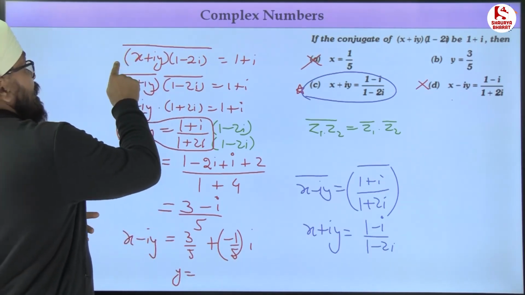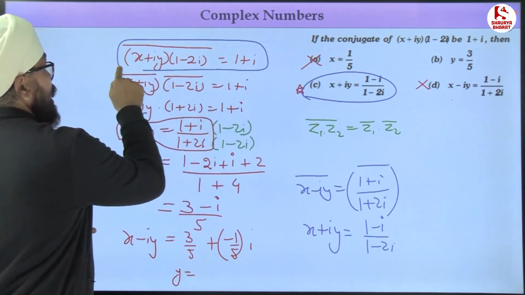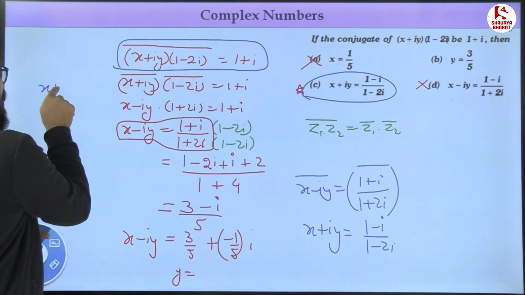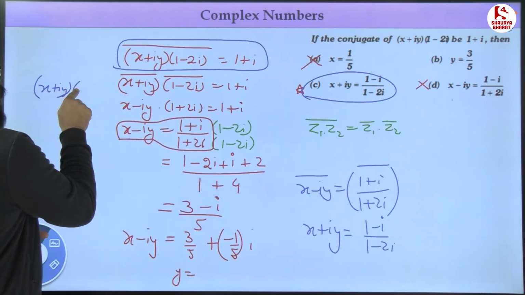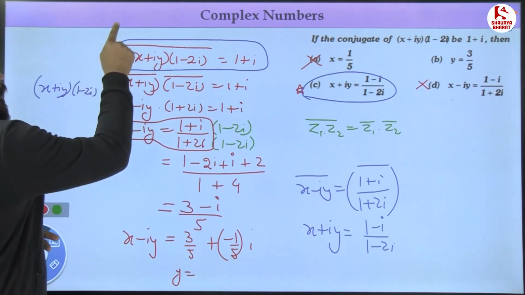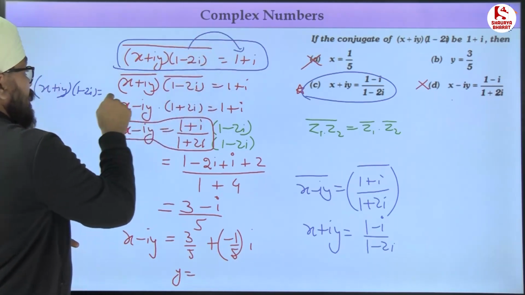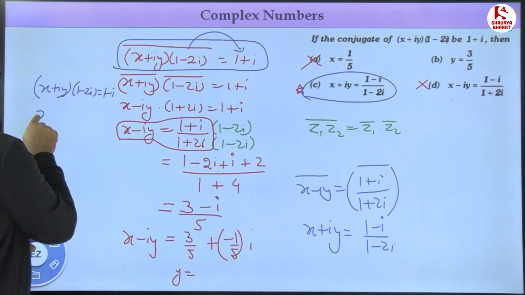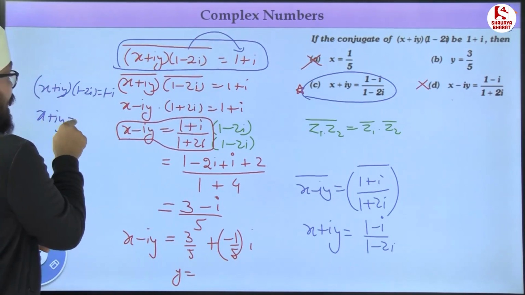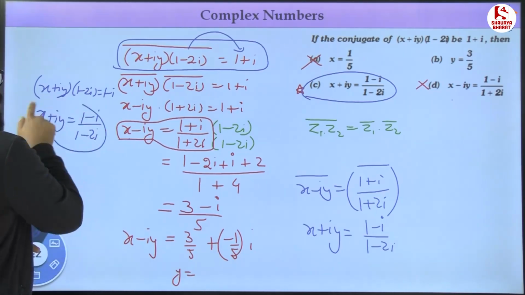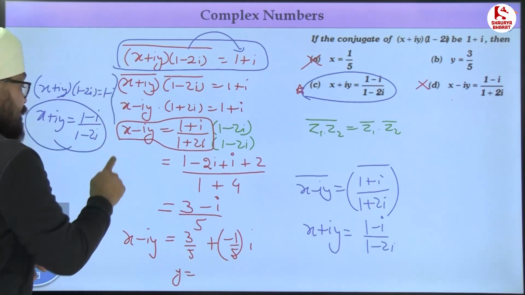You can see that there is a property that when you take the conjugate of some number, this can be expressed as x plus iota y into 1 minus 2 iota. That conjugate will be taken to the other side. It will be giving the conjugate of the other part, which is 1 minus iota. So we could have got the answer directly as 1 minus iota upon 1 minus 2 iota. This was the result. But why have I done this?